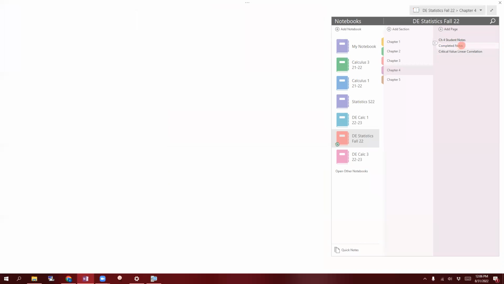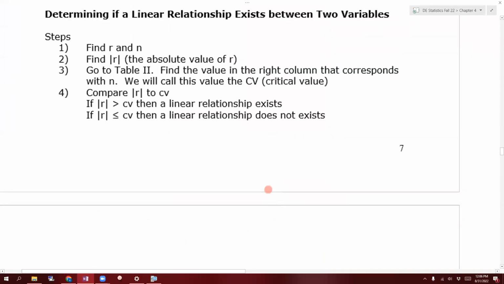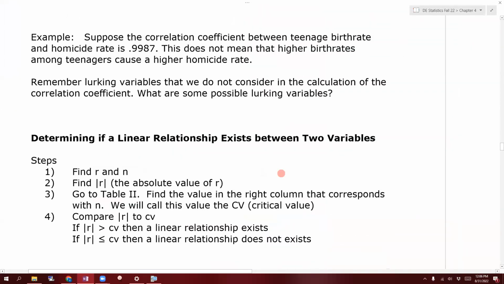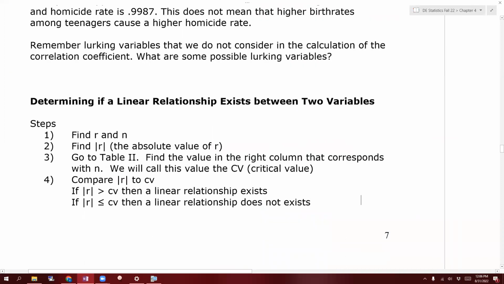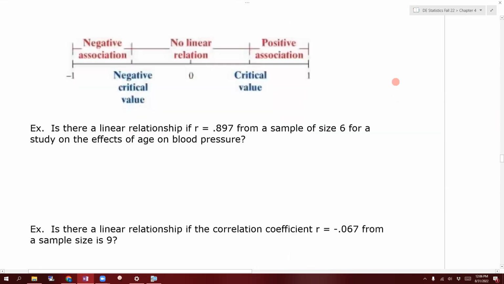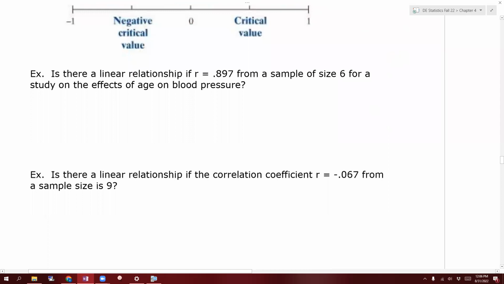Let's go back to our notes and then actually test out. So, sorry about that. Here we find our R value and then we take the absolute value. So we're always looking at the absolute value of our R and comparing that to our critical value. So let's look at a couple of examples and then we will be done with this section.